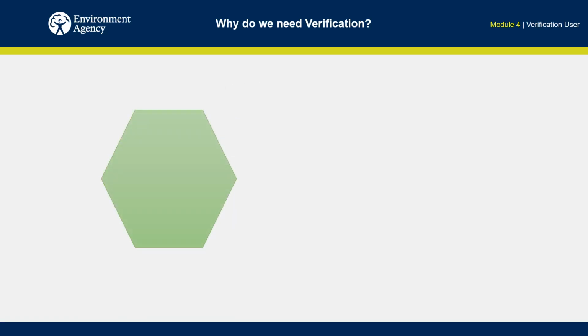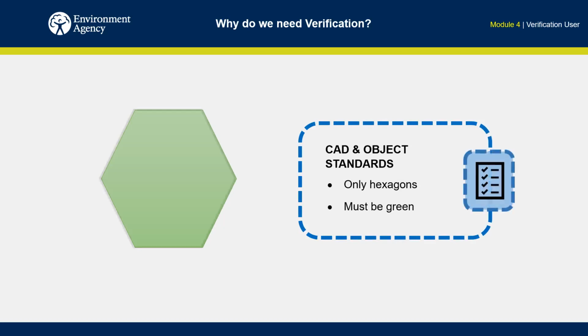For example, let's say that this hexagon represents a graphical deliverable. We have to check that it complies with the CAD and object standards before it is accepted into the Employer Common Data Environment (CDE). Through the verification process, it is checked against the CAD and object standards and is then successfully submitted and accepted to the CDE.